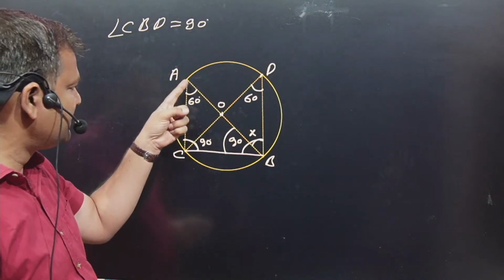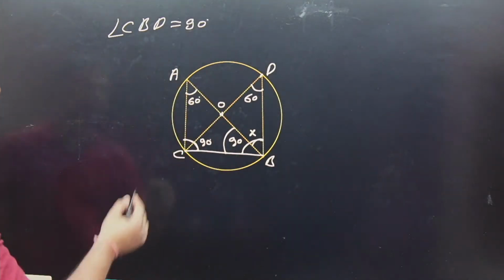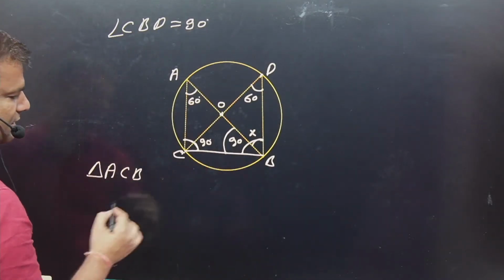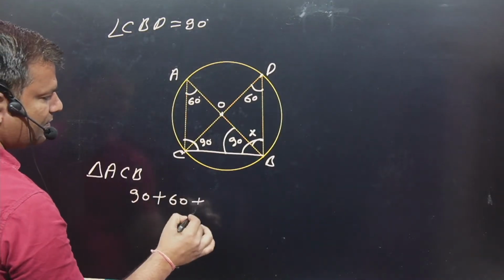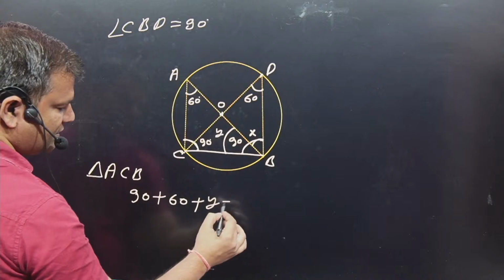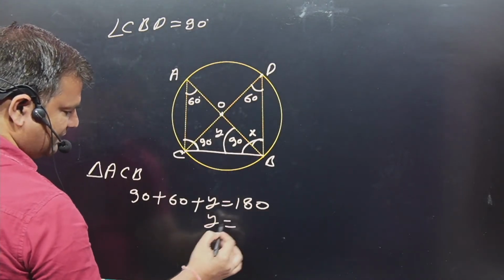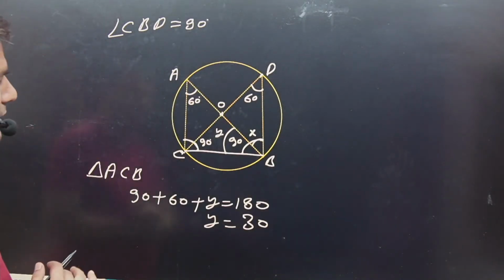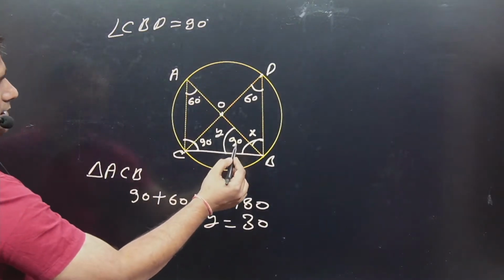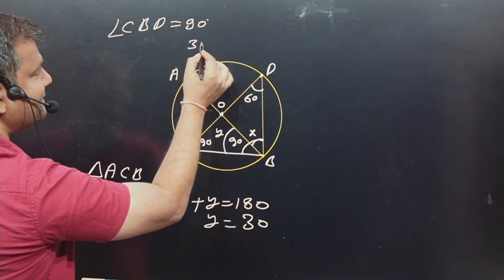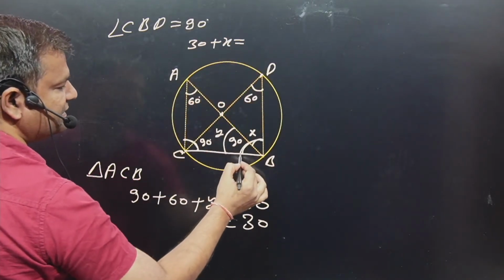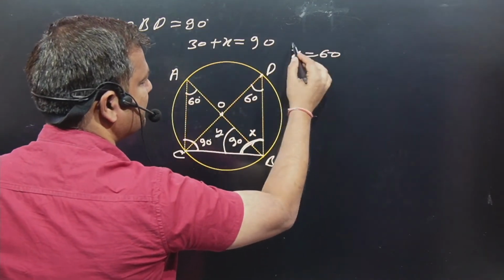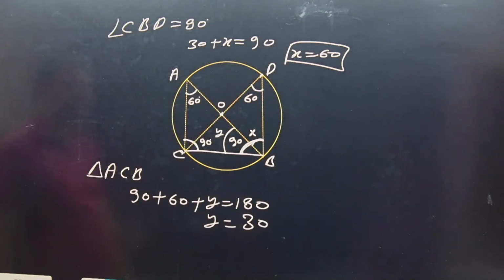Clear? So if you see in triangle ACB, 90 plus 60 plus what about that angle? Suppose that is y, so 180. So y will equal to how much? 30. Clear or not? Y will equal to 30. Now after that, 30 plus x will equal to how much? This angle is 90, so x will equal to 60. So finally x equal to 60 is the right answer.